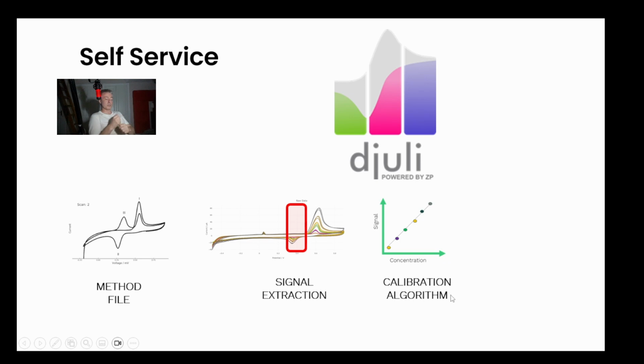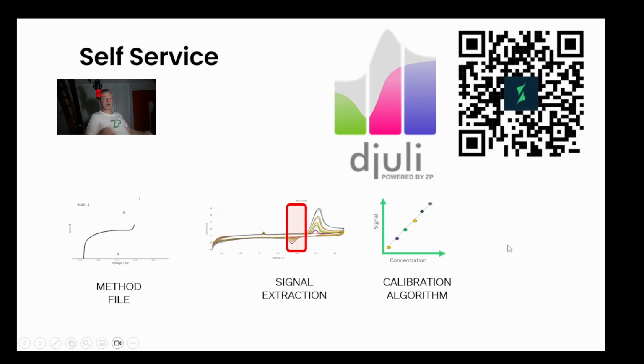So method file is what you're doing in the lab. Signal extraction is when you're basically doing your data science in the cloud using the tools that we already have, and the calibration algorithm will also come out of the cloud that we also have. What does Julie then allow you to do? It allows you to generate a QR code.